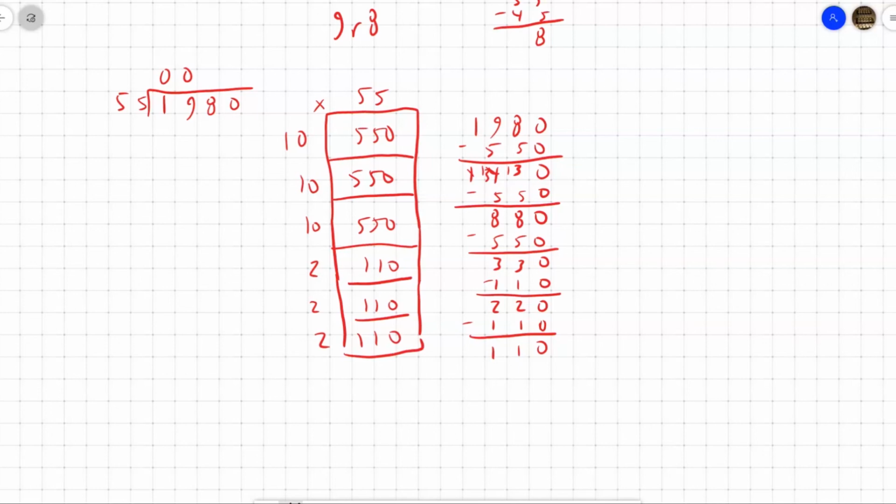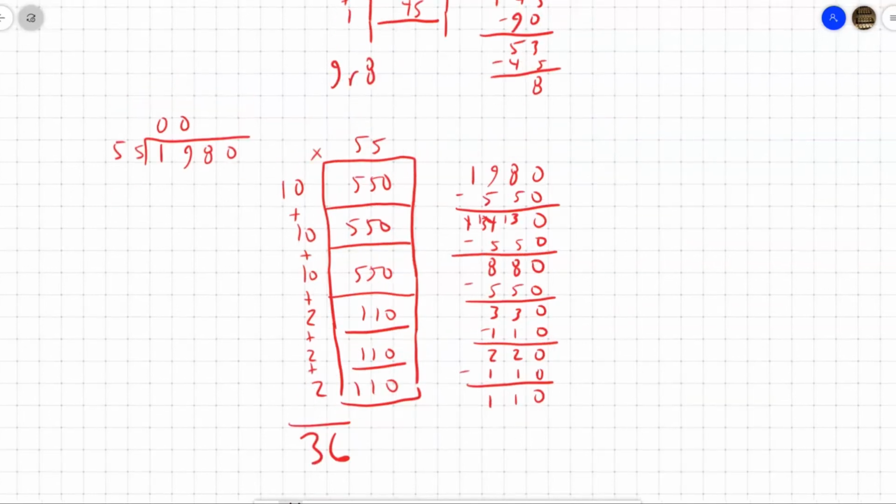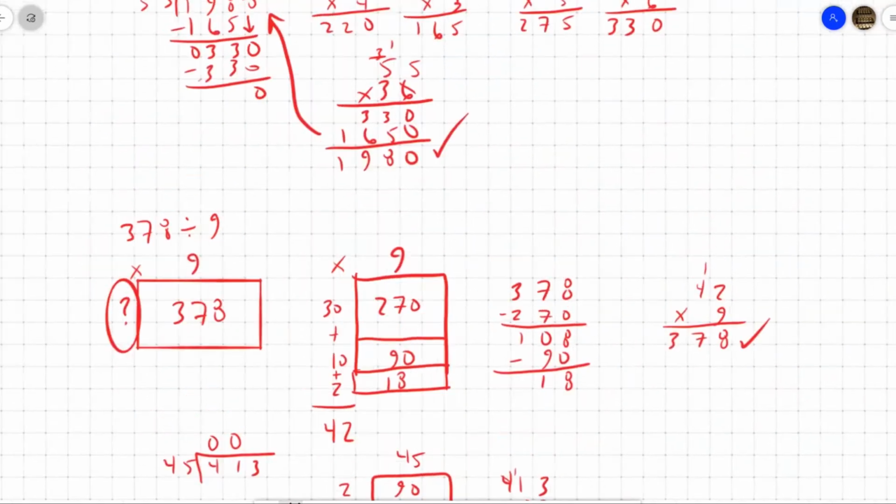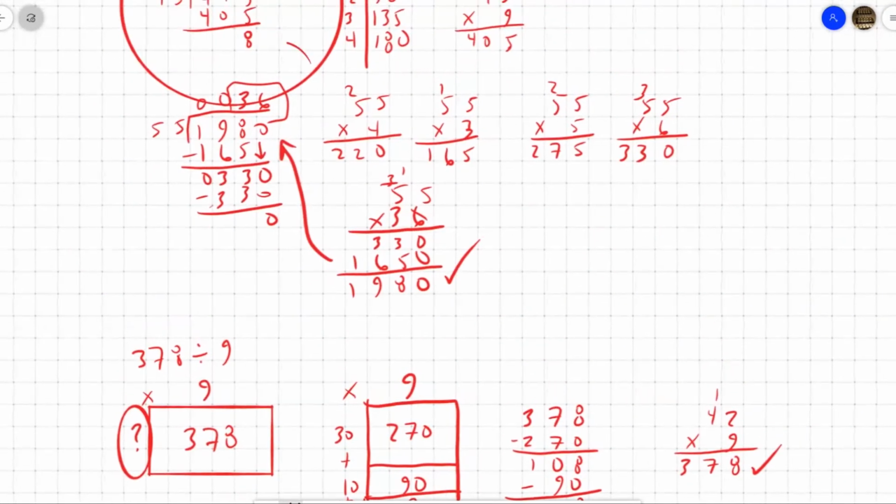And so what I have is 10 plus 10 plus 10 plus 2 plus 2 plus 2. That's 10, 20, 30, 32, 34, 36 is going to give me my answer. And when we look back when we did this with standard algorithm, in fact, we got 36 as our answer. So again, just another tool in your toolbox.